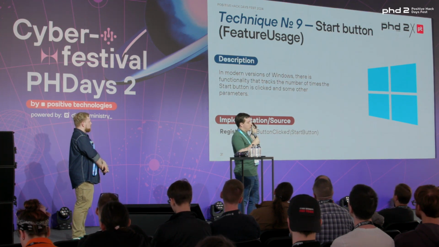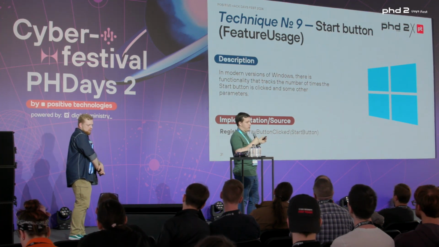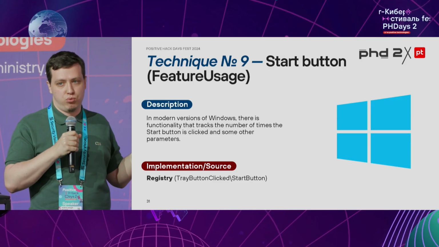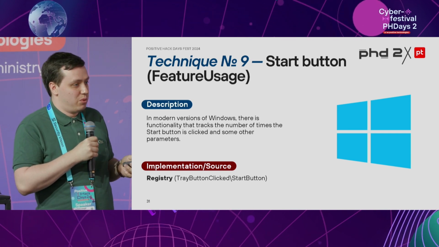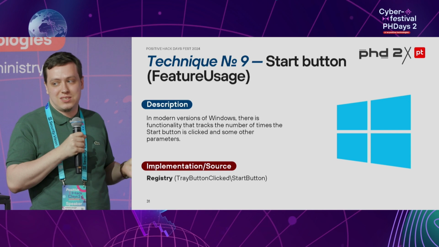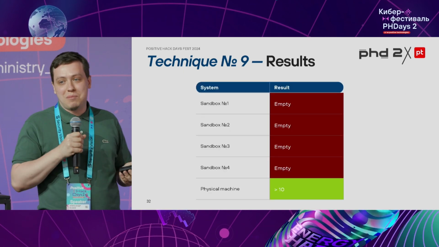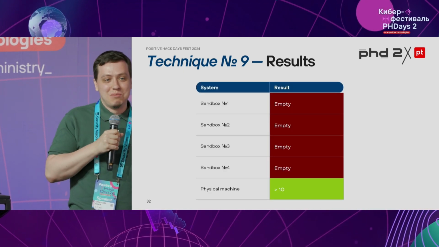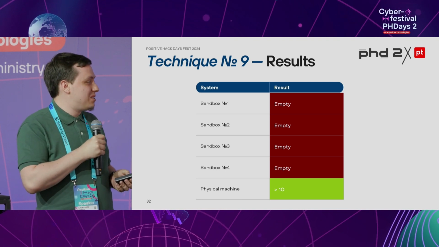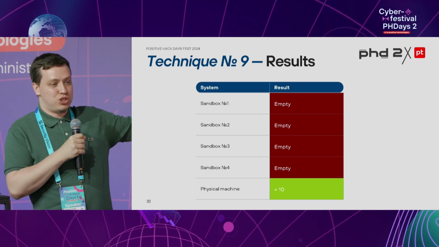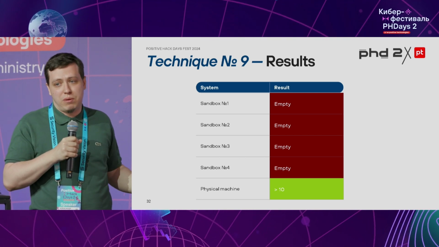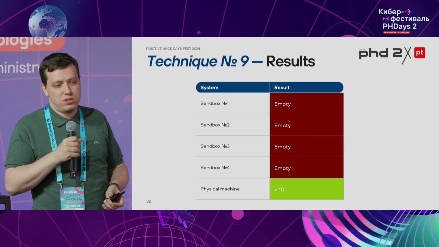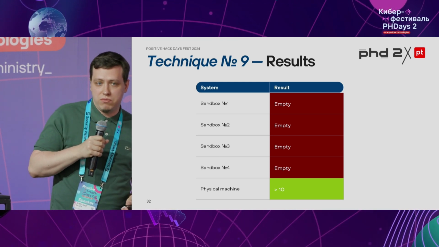This technique is all about how many times the start button was pressed throughout the time that this operating system was in operation. So just one registry key gives you this information, how many times the start button was pressed. The result is totally unsatisfactory for me as a security guy. On a physical machine, the button was pressed more than 10 times, even on the freshest machines, the ones that were in use for just a couple of days.